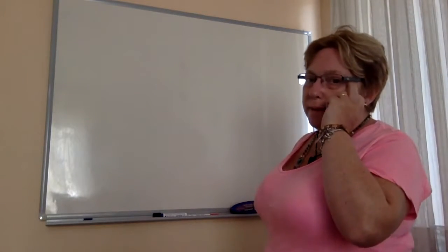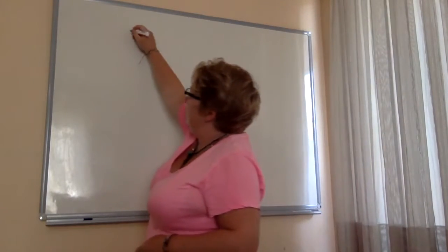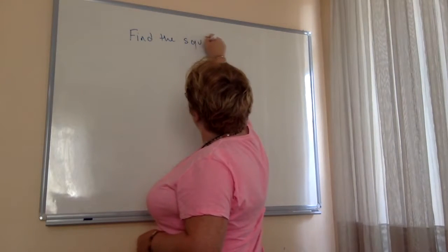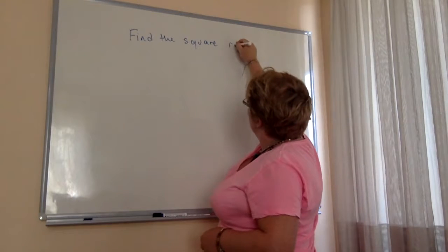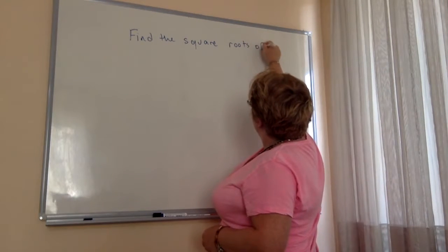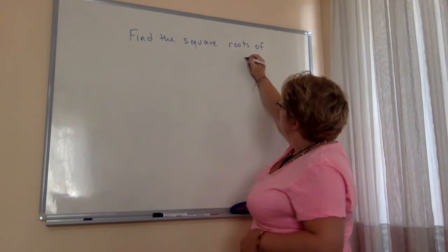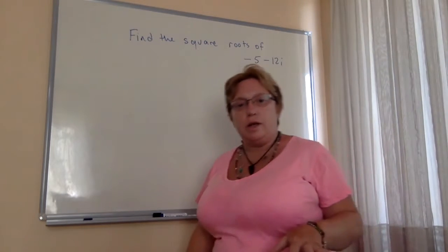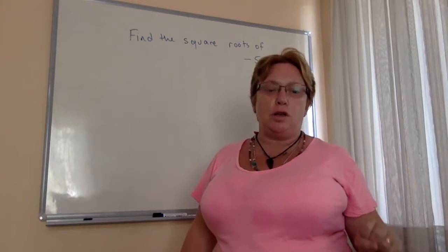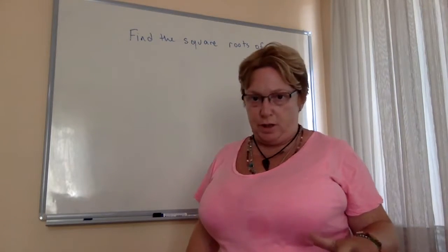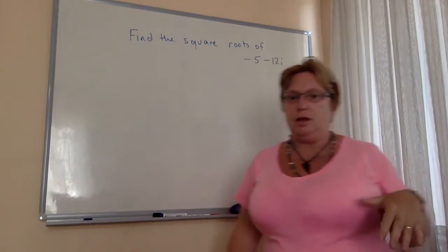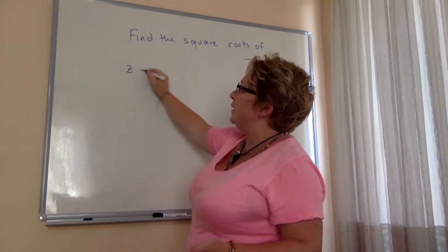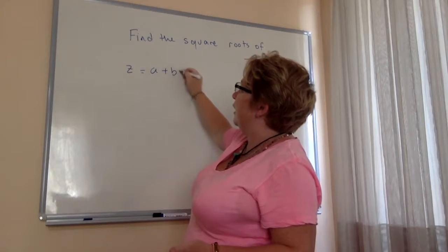Now let's do a more complicated type of problem. Let's find the square roots of negative 5 minus 12i. Okay, I'm going to use all these things that we've talked about so far with this question about a complex number, its real part and imaginary part. Let me say that z equals a plus bi.